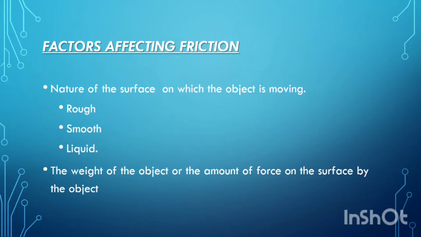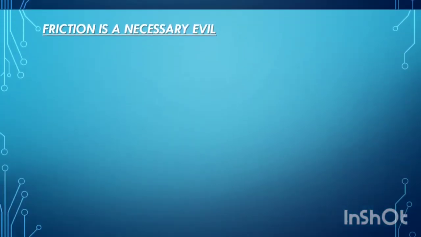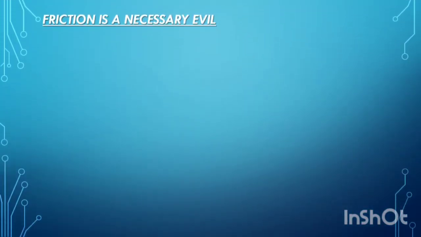The next factor is the weight of the object, or the amount of force on the surface by the object. It is quite simple. Try to pull a chair and next your almirah. In which case do you find it more difficult to pull? Of course, in case of the almirah, because it is much heavier than the chair.